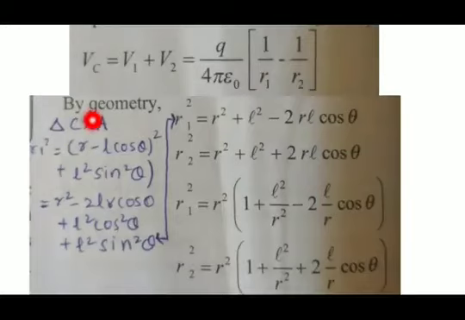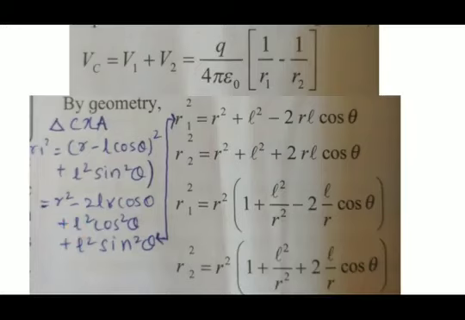So finally, by geometry, in triangle CXA, r1 square is nothing but (r minus L cos theta) whole square plus L square sine square theta, by Pythagoras. Now see, open this bracket first. So we will have (a minus b) whole square, which is r square minus 2Lr cos theta plus L square cos square theta, and this L square sine square theta remains the same.